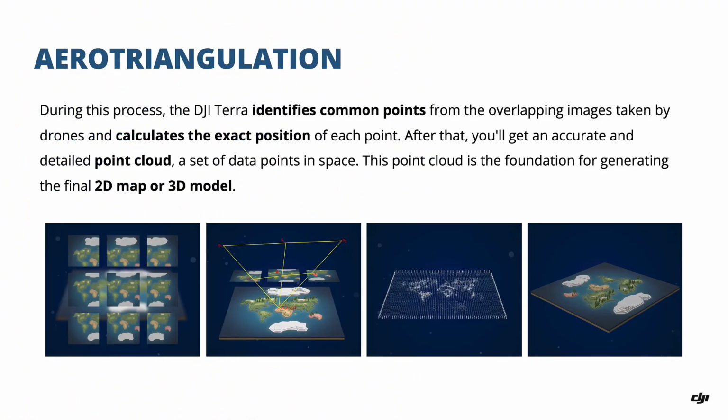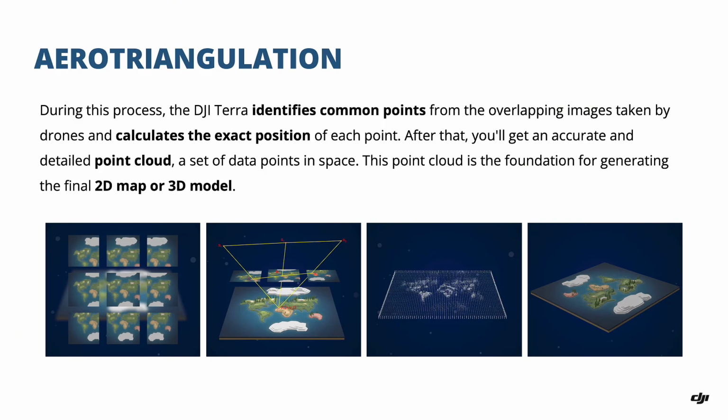Aerotriangulation is crucial when creating 2D maps and 3D models in DJI Terra. During this process, DJI Terra identifies the common points from the overlapping images taken by the drone, and then calculates the exact position of each point. After that, you will get an accurate and detailed point cloud, which is a set of data points in space. This point cloud is the foundation of generating the final 2D map or 3D model.